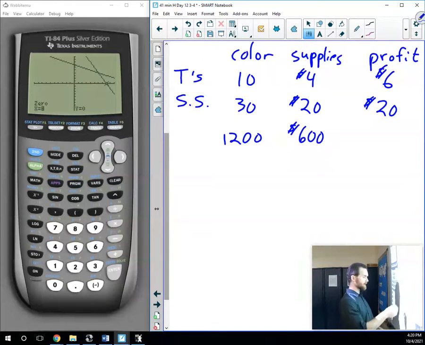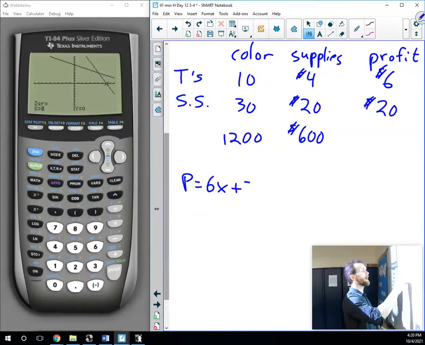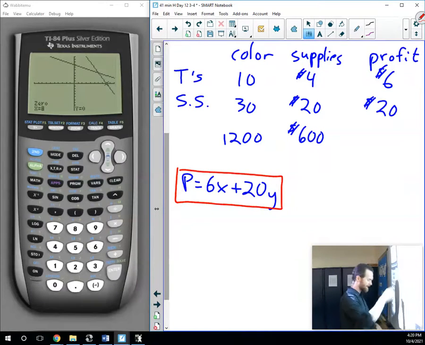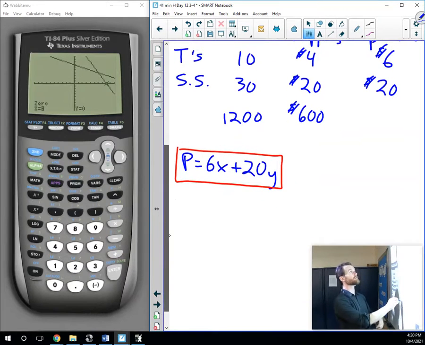We go to the objective function. So our profit is going to be 6x plus 20y. Now, if you ever switch what's x and what's y, our work will look different, but the final answer should be the same. So just keep that in mind. Again, I'm going to put this in a red box to remind us that that's what we have to return to at the very end of this problem to figure out what gives us the maximum.